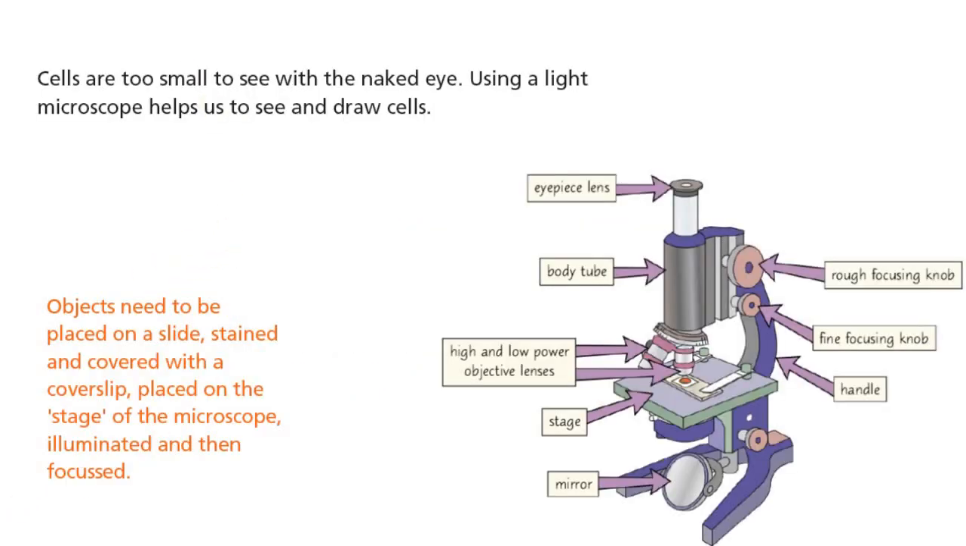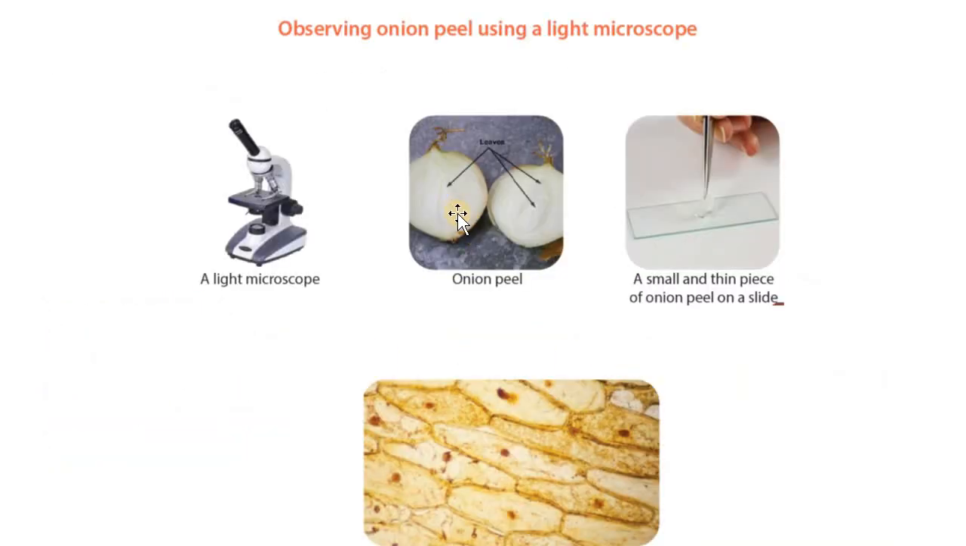Now, the first thing is that we cannot observe the cells with our naked eye. We have to use the microscope, which you can see over here. And first, objects need to be placed on a slide, then stained and covered with a cover slip, and finally placed on the stage of the microscope over here. And as a result, you will be able to see something like this. Say for example, an onion peel. If you put it using tweezers on the slide and then using the microscope, you can see this structure.